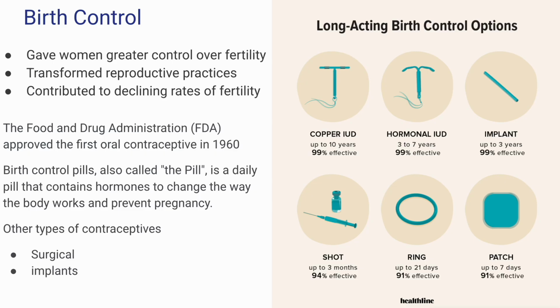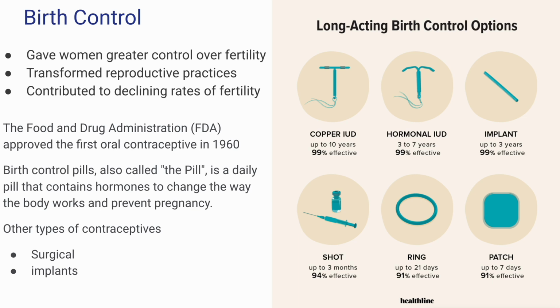All right. Another advancement in technology includes birth control. Birth control gave women greater control over fertility. This transformed reproductive practices and contributed to declining rates of fertility, because the more women are empowered to control their bodies, the less children they are likely to have. And so you're going to see falling birth rates with the increased use of birth control.